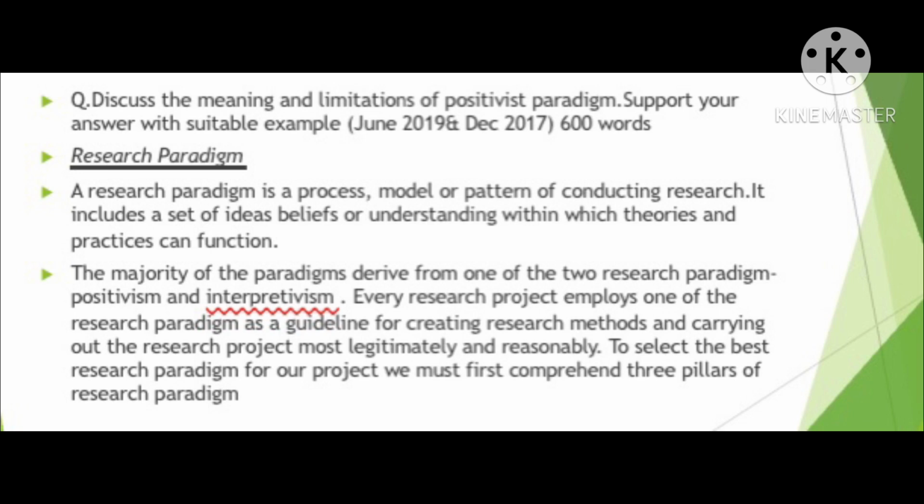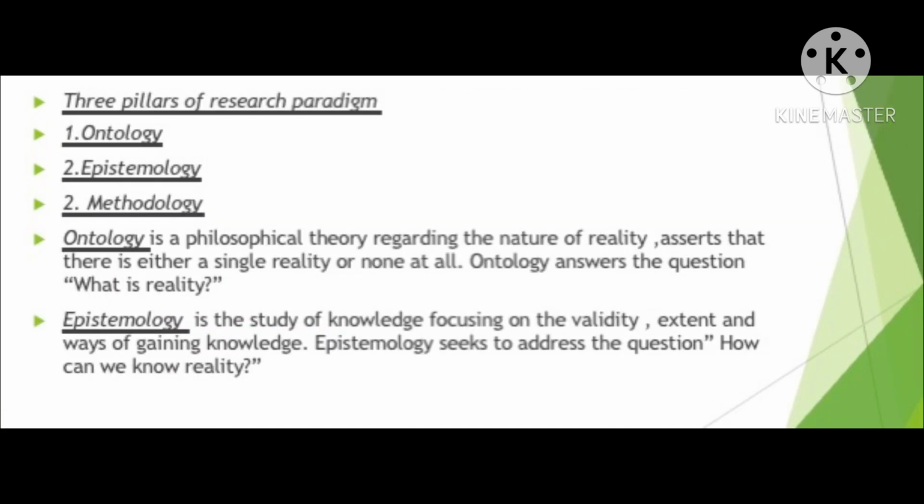To select the best research paradigm for our project, we must first comprehend the three pillars of research paradigm. Let us see what the three pillars are. First one is ontology, second one is epistemology, and third one is methodology. Ontology is the philosophical theory regarding the nature of reality. It is a theory regarding what is the real thing. It asserts that there is either one single reality, or there is no reality at all. Ontology answers the question, what is reality? So that is one pillar of research paradigm.